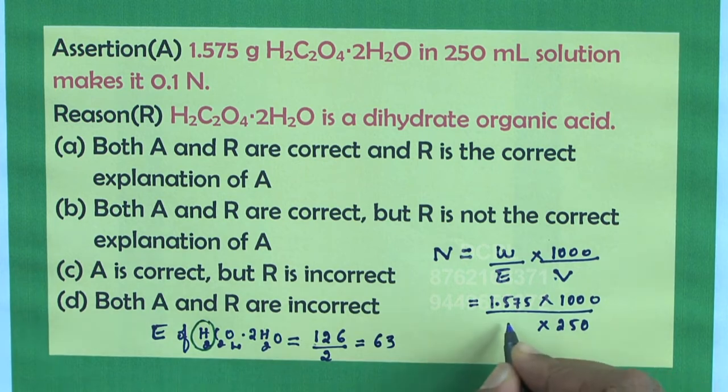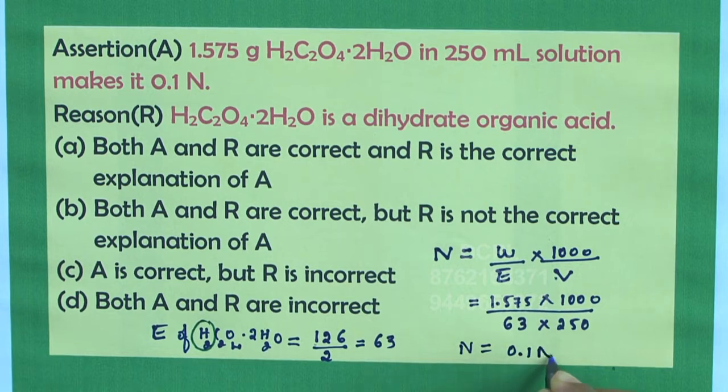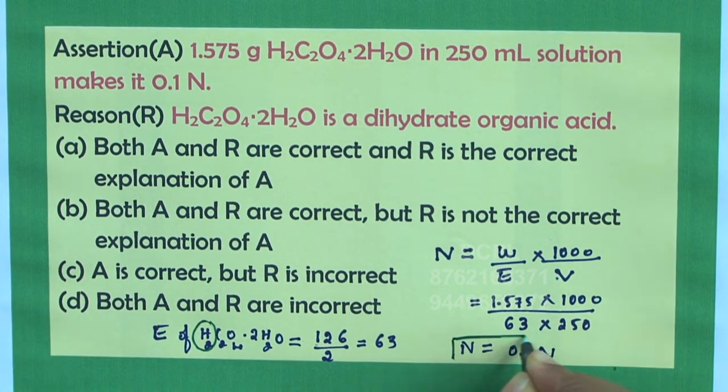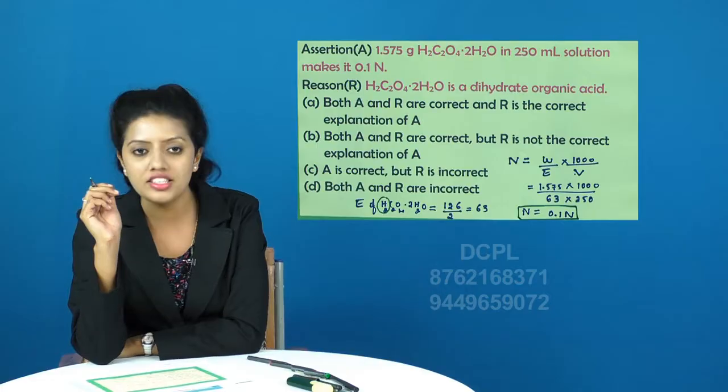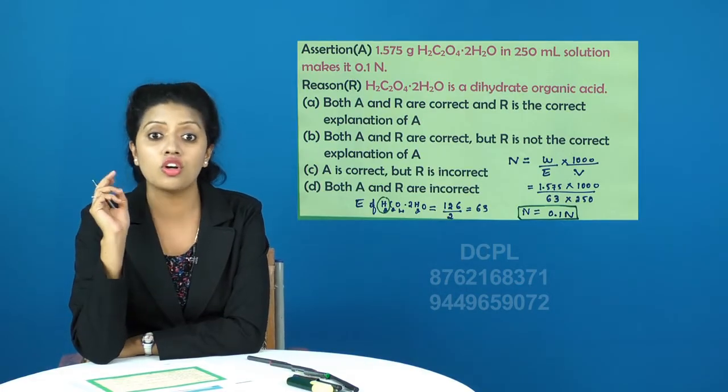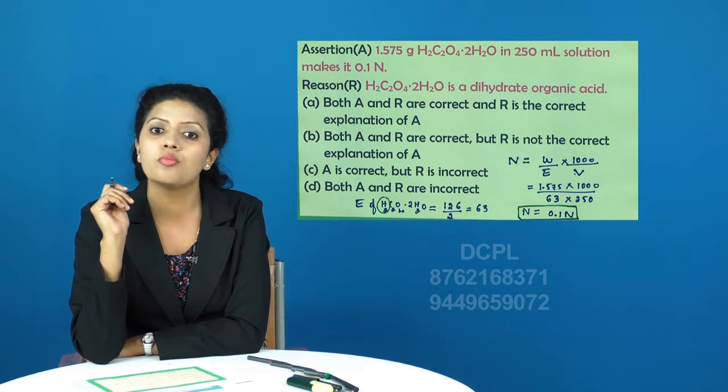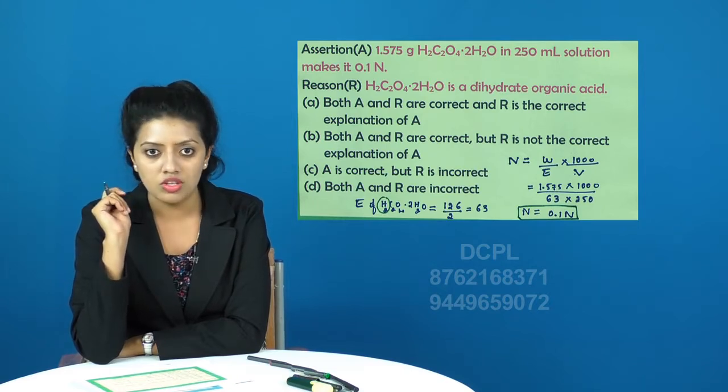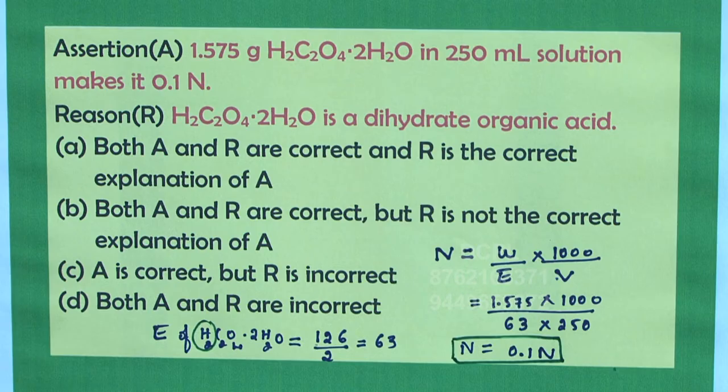Now let us substitute the equivalent weight as 63. When we solve, we get the normality as 0.1 normal. Now the assertion is confirmed: the normality of the oxalic acid solution, a dibasic acid, is 0.1 normal. Now let us look into the reason.